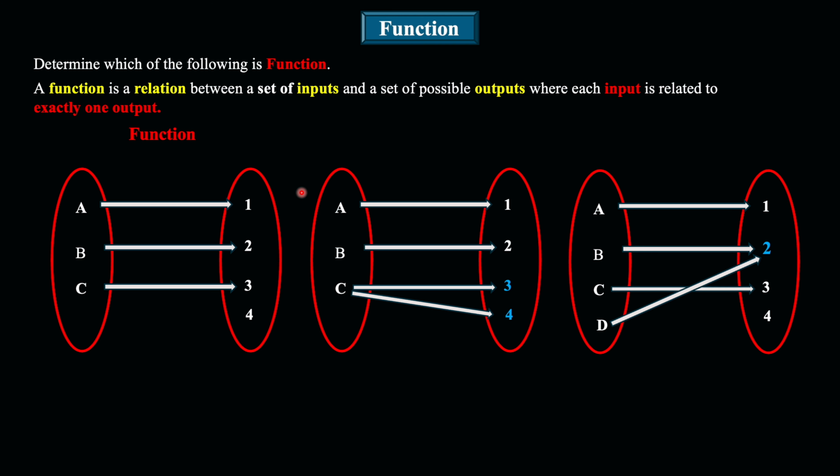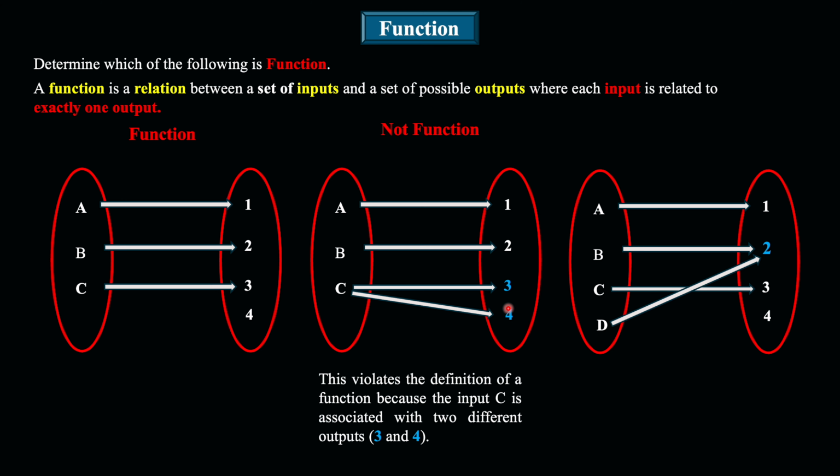Okay, let's see this one here. We see that this input is related with exactly one output, and this B also is related exactly with one output, but this violates the definition of function. Why? Because C is related with two outputs, and here we said that each input is related to exactly one output, but here C is the input, and we have 3 and 4 as outputs. So this violates the definition of function. This is not a function.